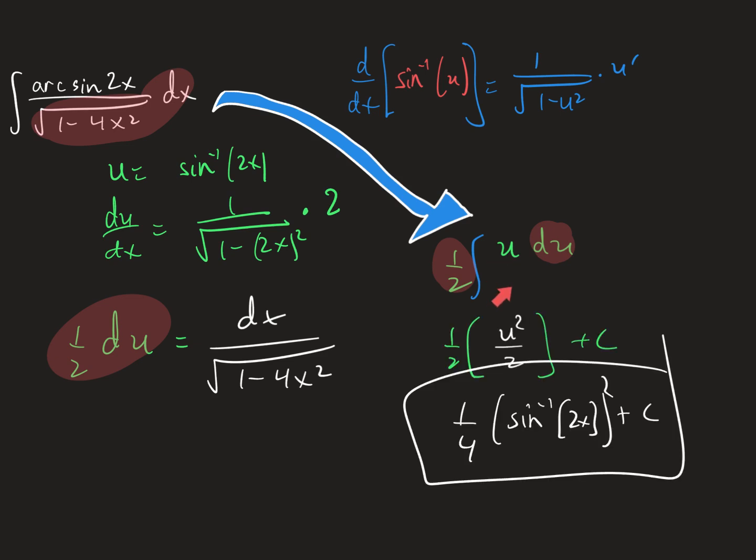And the antiderivative of u is u squared over 2, so we have 1/2 of that, which is 1/4 u squared plus c.